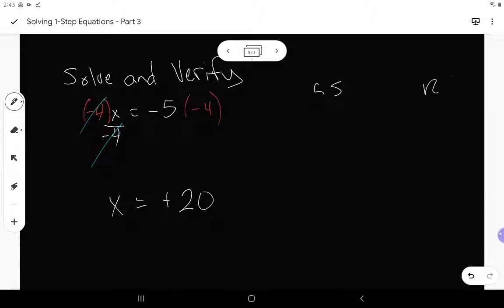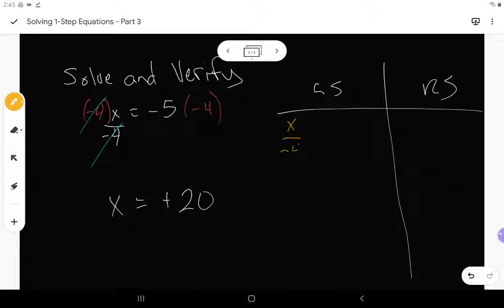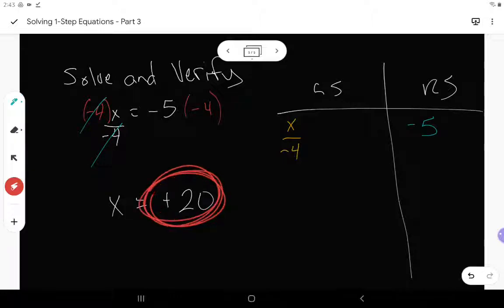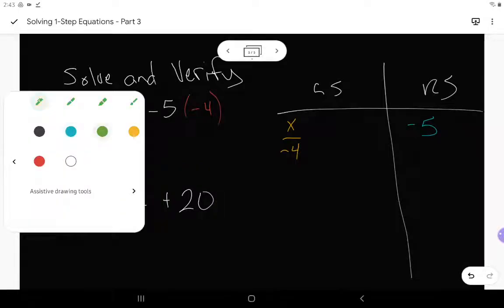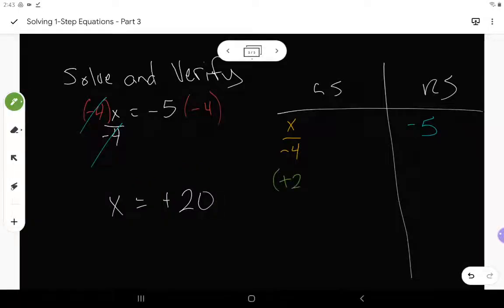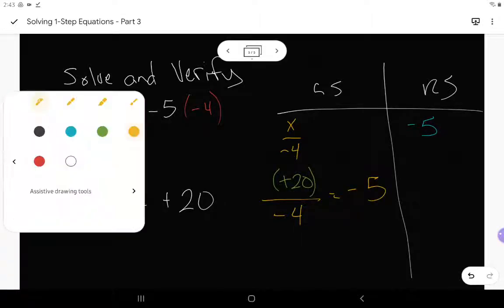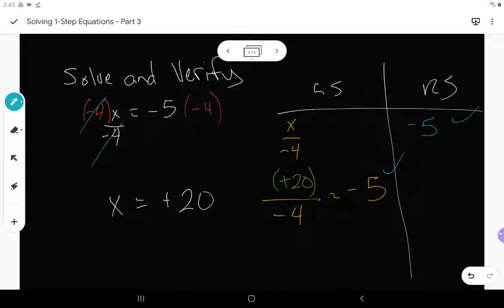Let's make sure that we have the right value, that 20 actually works for x. On the left-hand side, we started with x over negative 4. On the right-hand side, we started with negative 5. We said x should be positive 20, so let's put that in. So we go positive 20 in a set of brackets, divided by negative 4. Positive divided by negative is negative. 20 divided by 4 is 5, and we have negative 5 on both sides.